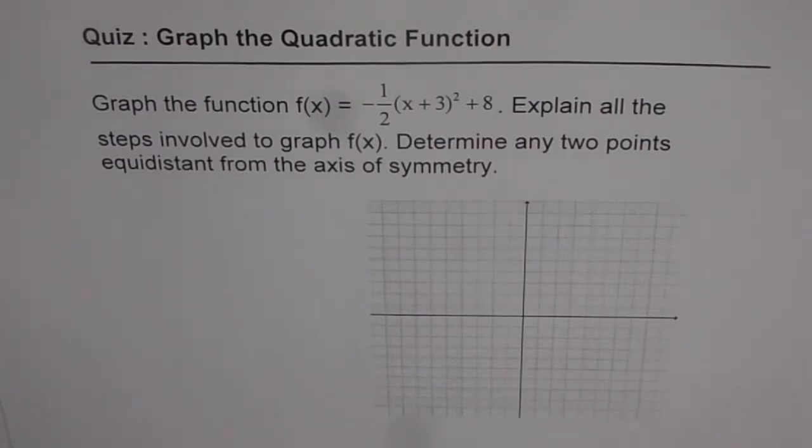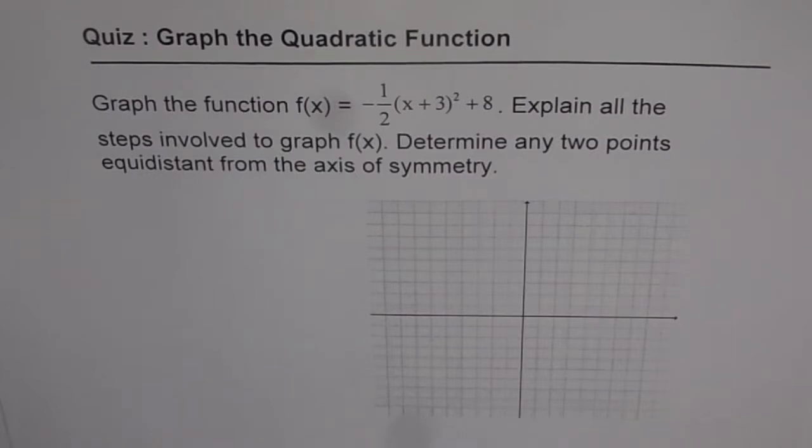Now, this is the third question in my quiz, and I've related it with the first two. You will soon see how. The question is, we need to graph a quadratic function. Graph the function f of x equals minus half times (x plus 3) whole squared plus 8. Explain all the steps involved to graph f of x. Determine any 2 points equidistant from the axis of symmetry. So you can first pause the video, write down your solution, and then look into my suggestions.